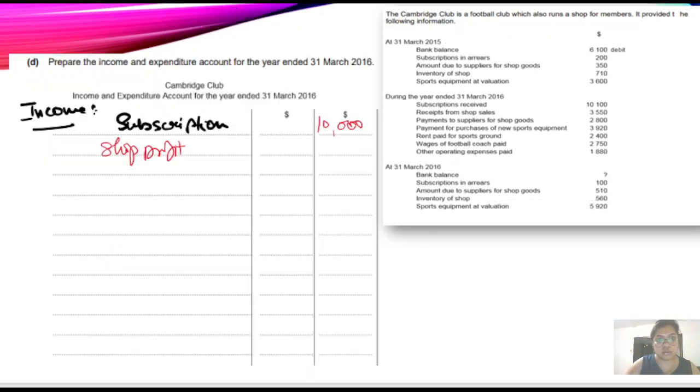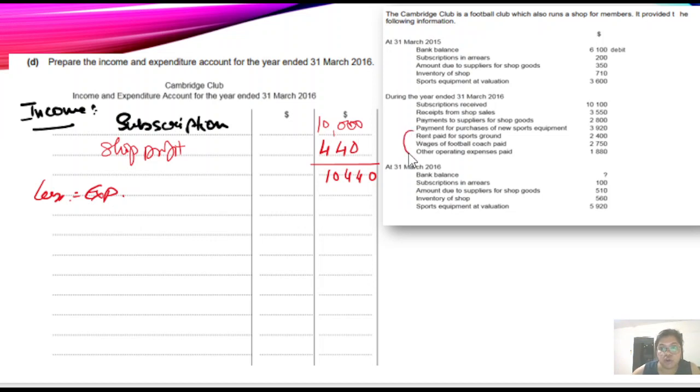Okay, in the income and expenditure account, write down 440, and that's all your income. So now what is your total income? You have to add it: 10,440. After that, less your expenditure.